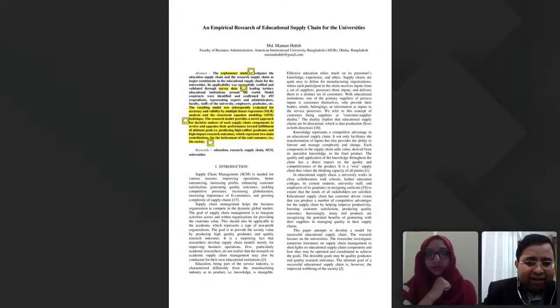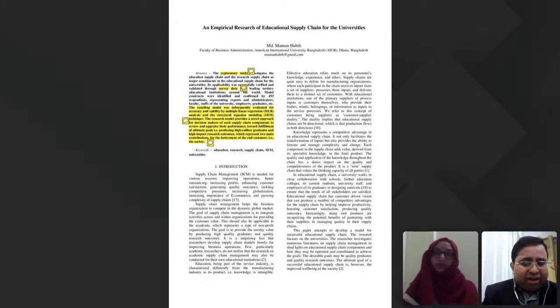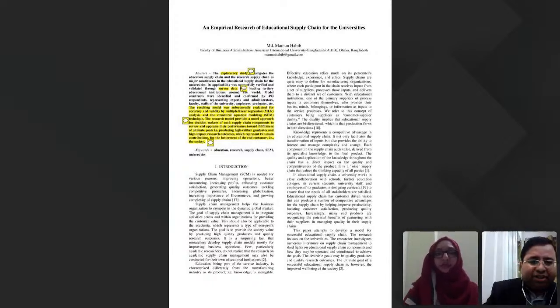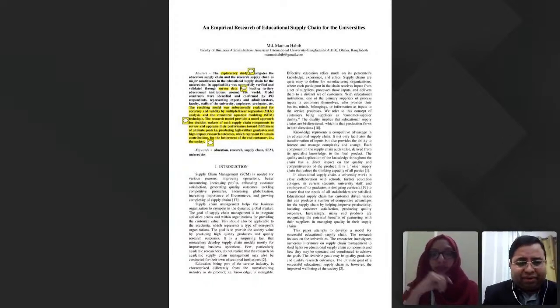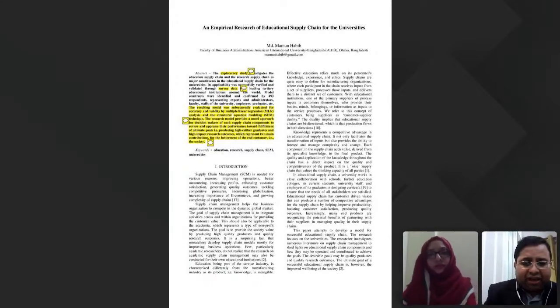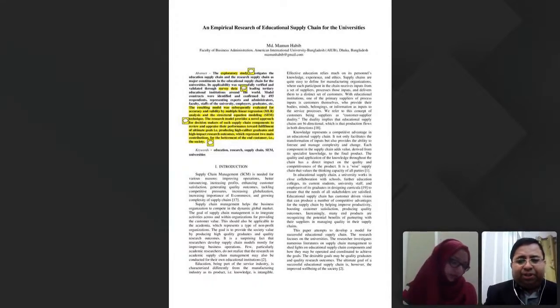And then come to the last one, which is very important. You see what you mentioned here. The research model provides, the last sentence: The research model provides a novel approach for decision makers of each sub-project component to review and appraise their performance toward fulfillment of ultimate goals. That means producing high caliber graduates and high impact outcomes, comma, which represent two main contributions, comma, for the betterment of the end customer, that means the society.